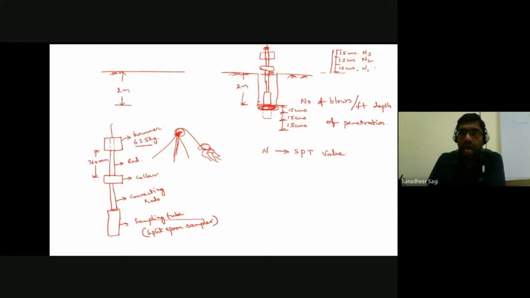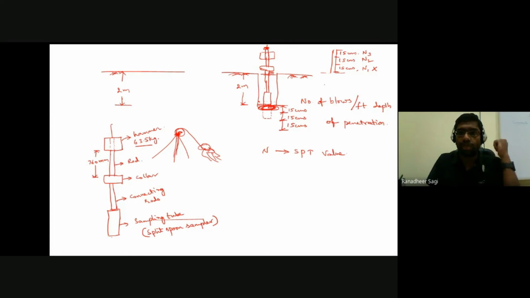However, I am going to discard the number of blows required for the first 15 centimeters depth of penetration, because the soil encountered during that first 15 centimeters is assumed to be mostly in disturbed condition. So the number of blows given for the first 15 centimeters of penetration of the split spoon sampler into the ground are discarded. You are not taking those into consideration. The blows you take into consideration are for the second 15 centimeters and the third 15 centimeters of penetration.